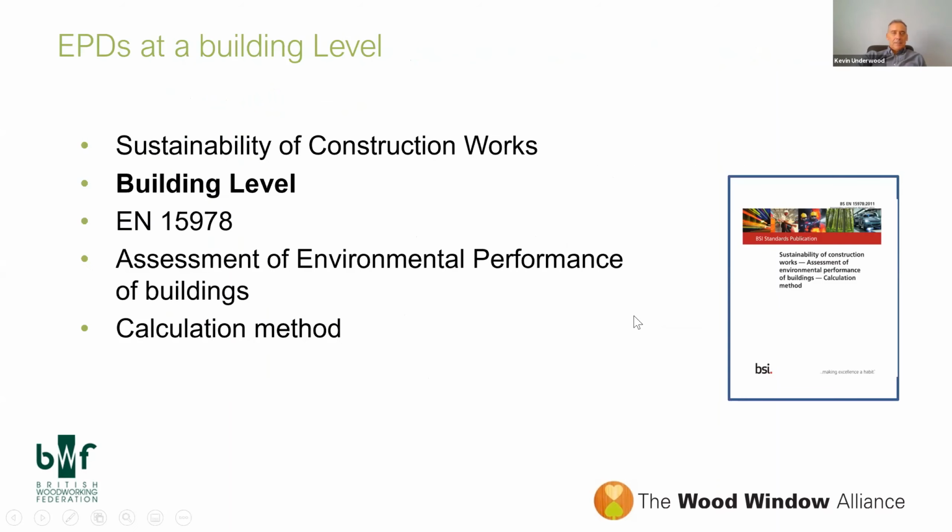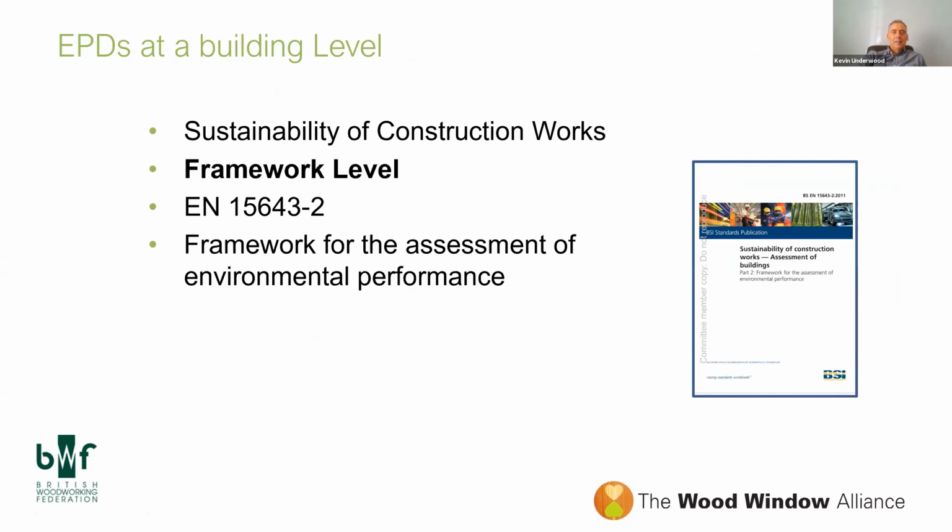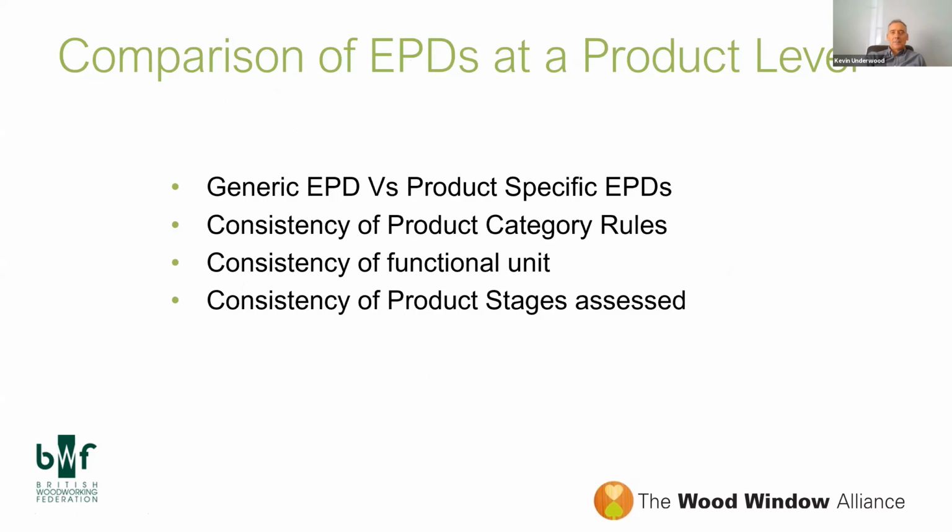EPDs at the building level: EN 15978, Sustainability of Construction Works, Building Level Assessment of Environmental Performance of Buildings, Calculation Method. This is the standard that we use to look at the effects on the whole building. We have a similar standard for framework level. And when we look at comparisons, we want to look at the differences between generic EPDs and product-specific EPDs.